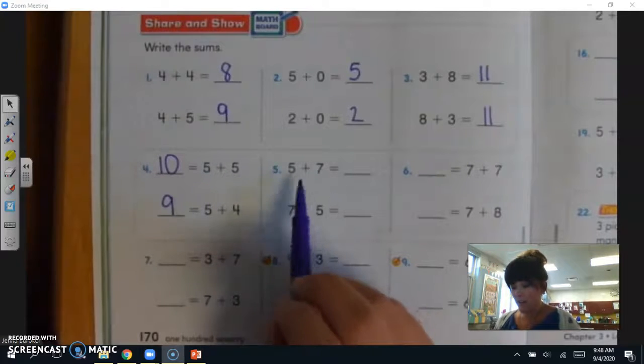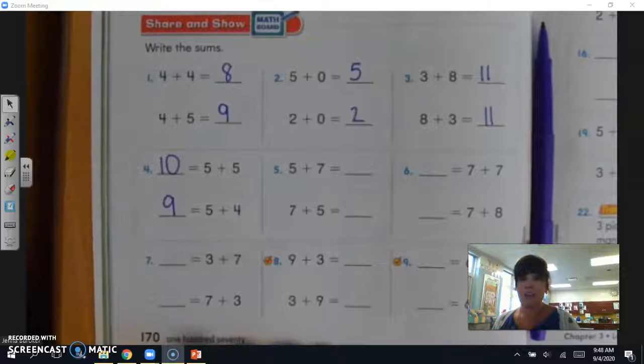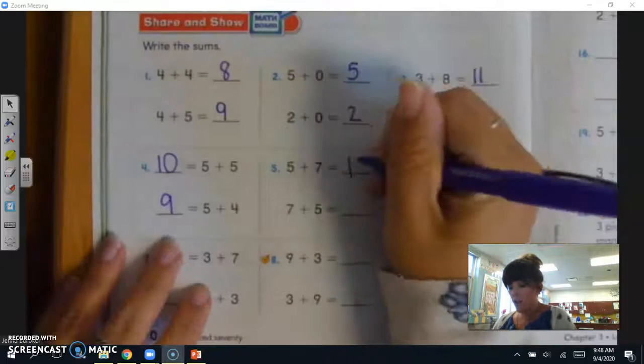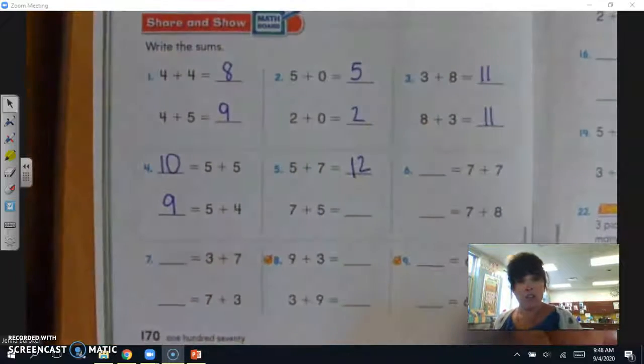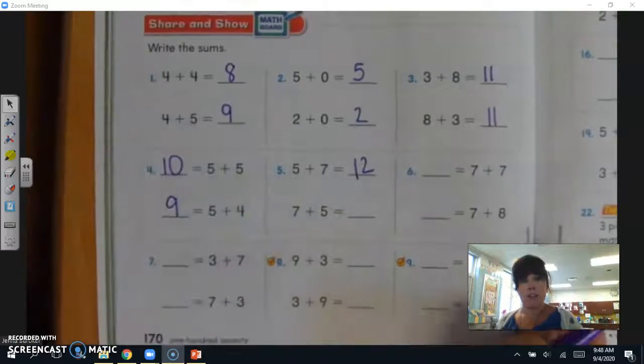5 plus 7. All right, again, we can just count on. We have 5, so let's count on 7. 5, 6, 7, 8, 9, 10, 11, 12. Another tool that you could be using right now is your hundreds chart. If you like using your hundreds chart, you could tap along till you get to your answer.